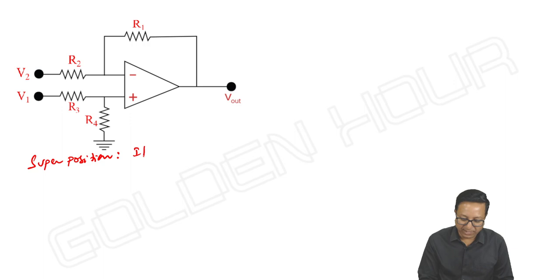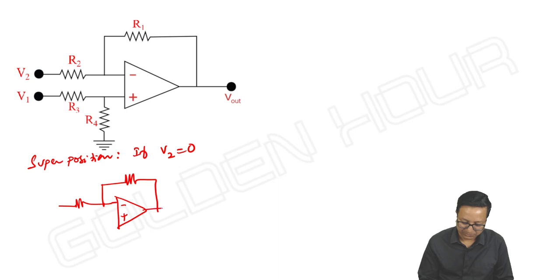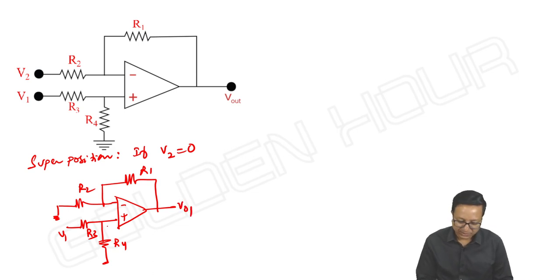While studying the effect of V1, we set V2 to 0. What is V1? Anyway, V plus, once you calculate V plus, then we can write it. What is V plus? Entire current goes like this. So here V plus is equal to V1 into R4 by R3 plus R4.